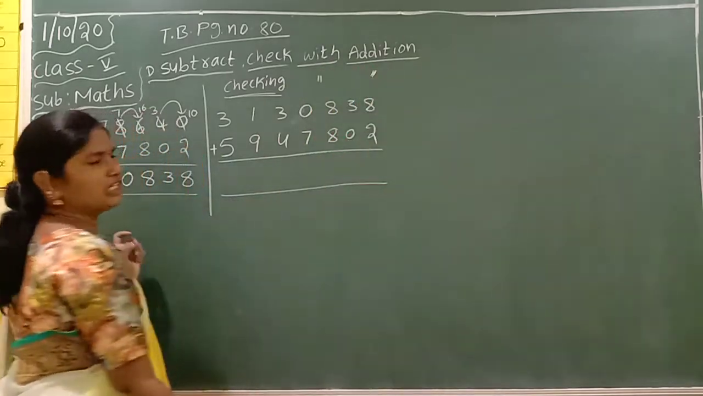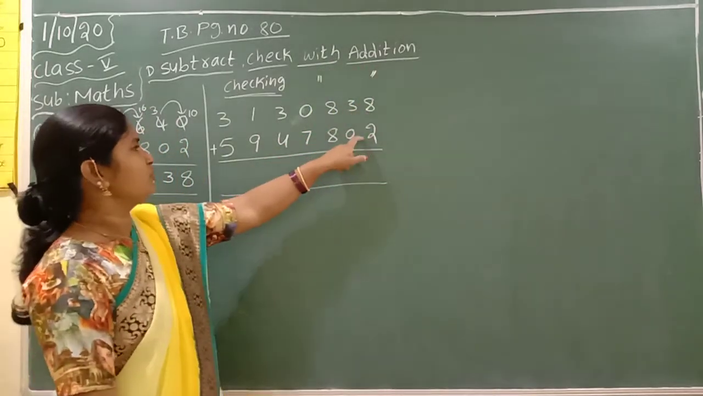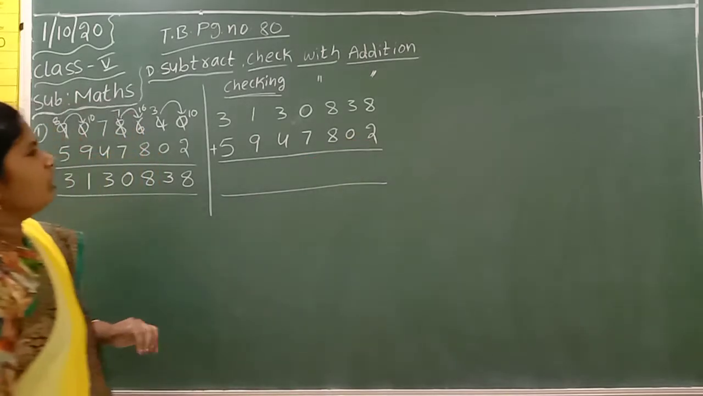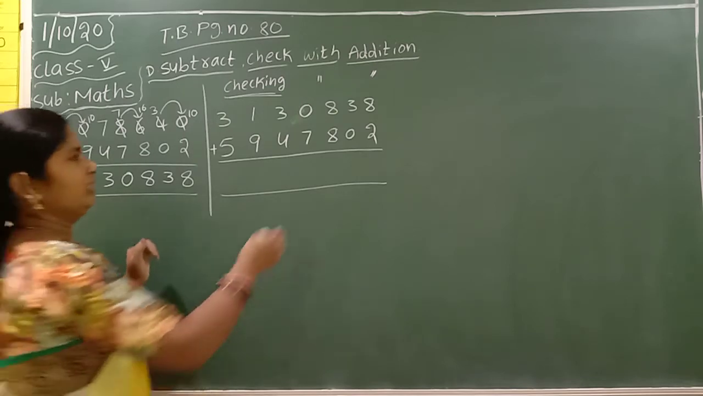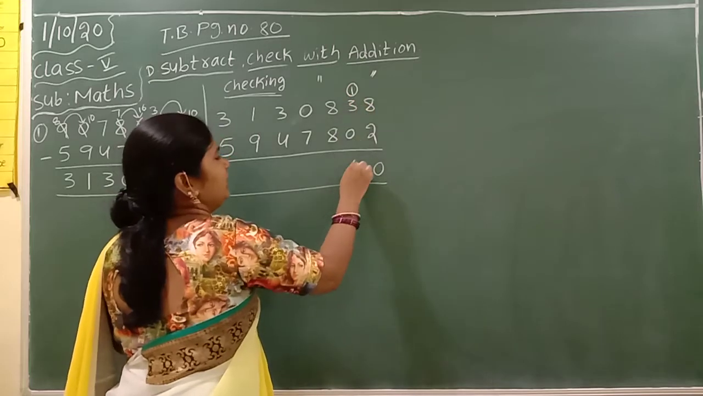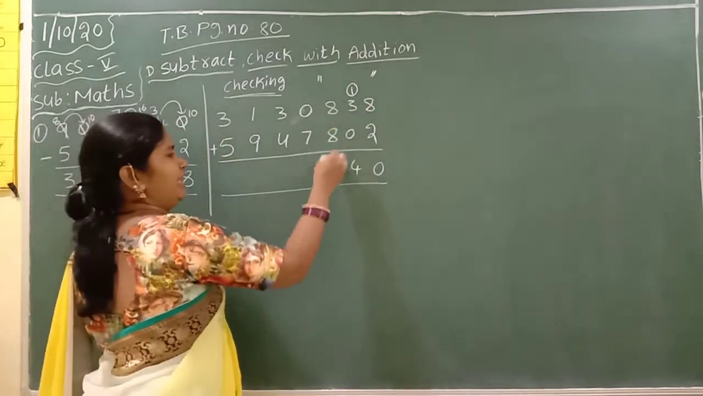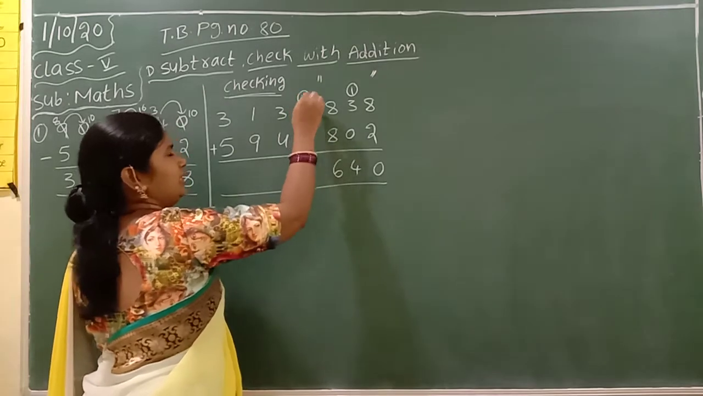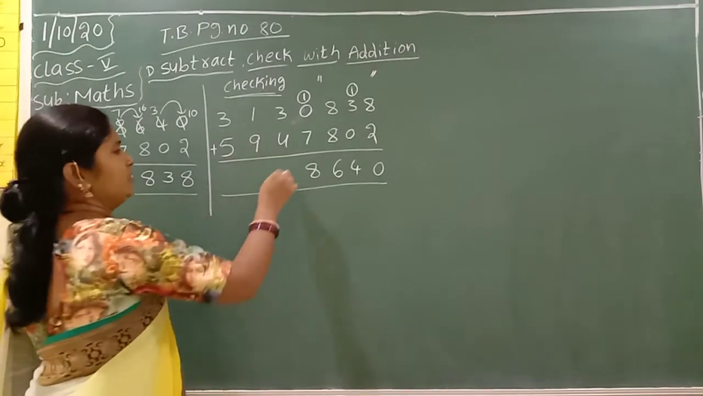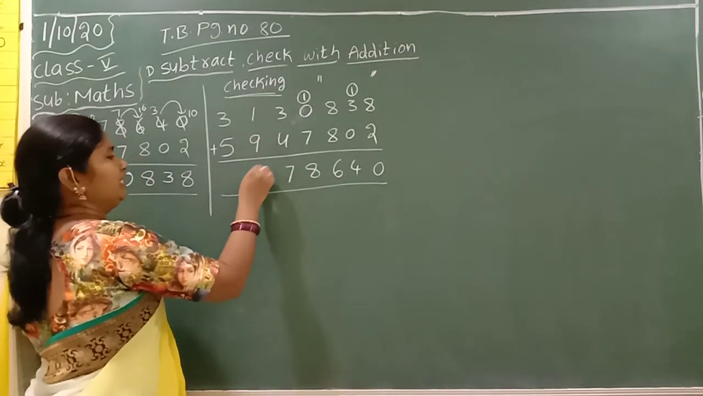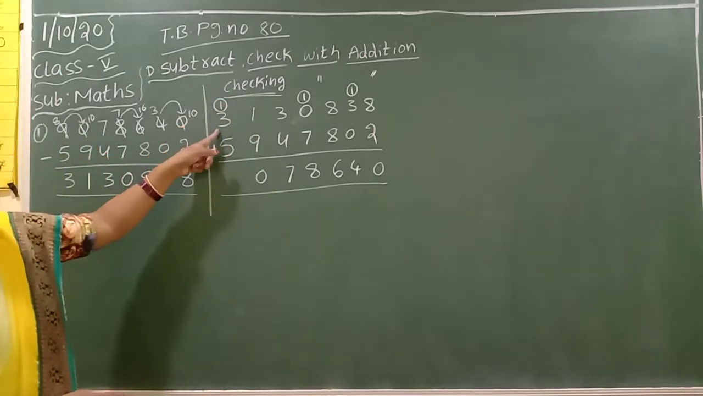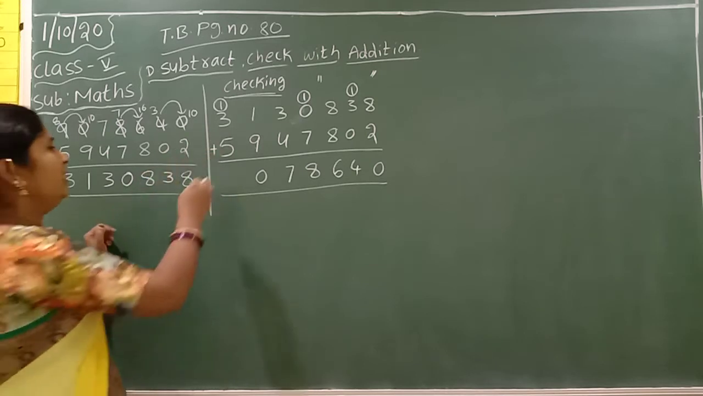Now 8 plus 2. How much? 8 plus 2 how much, children? 10. 8 plus 2, 10. 0 here, 1 carried. 1 plus 3, 4. 8 plus 8, 16. 6 here, 1 carried. 1 plus 7, 8. 3 plus 4, 7. 1 plus 9, 10. 0 here, 1 written as a regrouping. 1 plus 3, 4. 4 plus 5, 9.